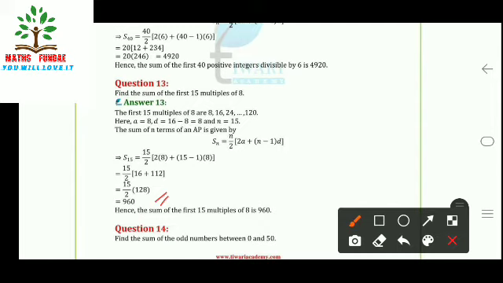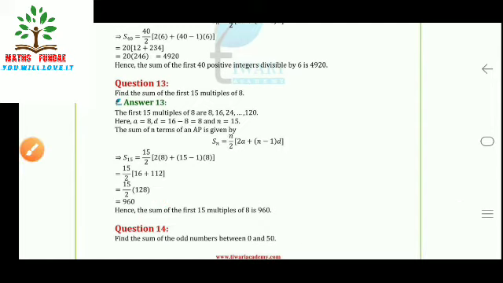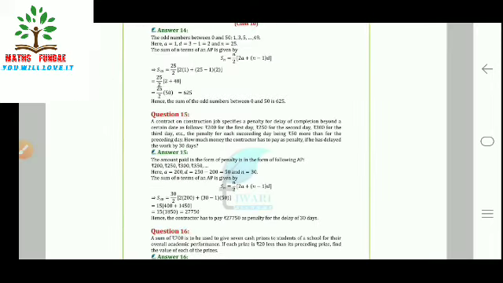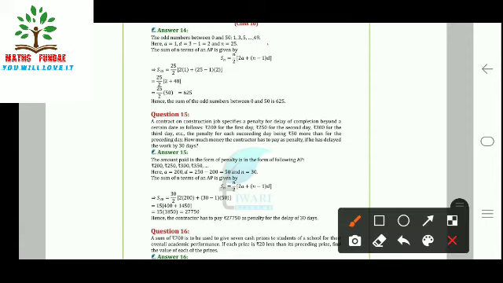Then we have question number 14: find the sum of the odd numbers between 0 and 50. For this, the odd numbers between 0 and 50 are 1, 3, 5 and so on. The last is 49 here. Now a is equal to 1, d is equal to 2, and n is equal to 25.